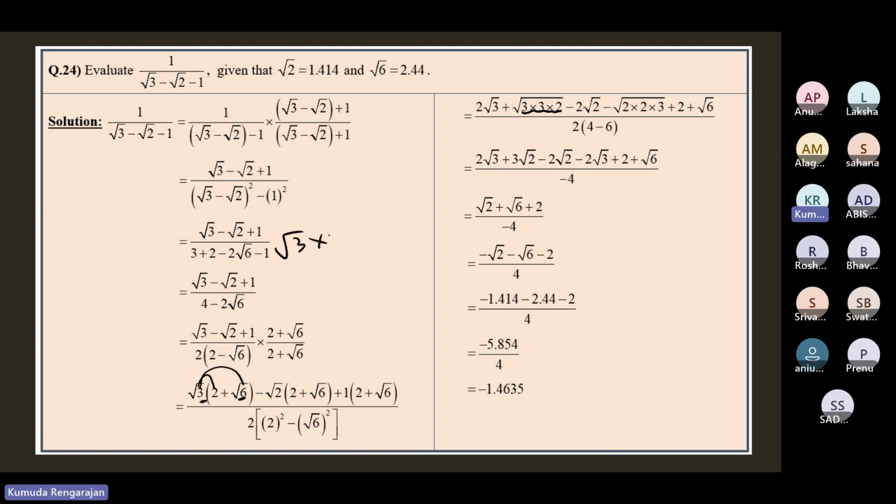Root 3 into root 6, so it is root of 3 into 6. Instead of writing 6, write 3 into 2. Similarly, when you multiply this one and this one, it is root of 2 into 6. But instead of writing 6, write 2 3s are 6. So in the next step, from 2 3s, 1 3 comes out. From 2 2s, 1 2 comes out.